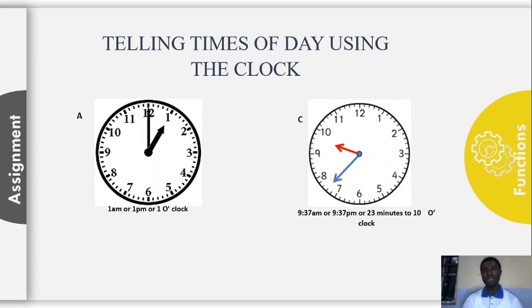So, what do you say? 23 minutes to what? What's the next number? 10. Look at 10 here. 23 minutes to 10, because the hour arm has not reached 10. By the time this arm reaches 12, this shorter arm must have reached 10. So it now becomes 10 o'clock. But it is not yet 10. That is why we say it is 23 minutes to what? To 10. Good. Let's look at the next one.